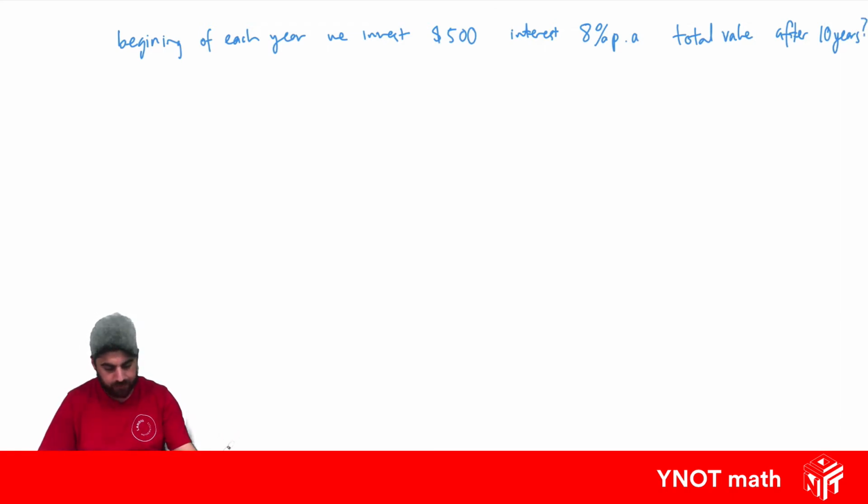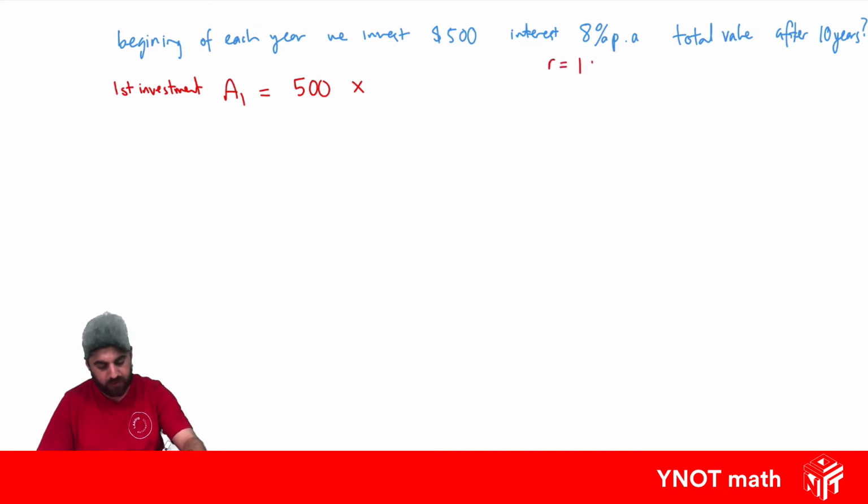So let's think about it. Let's write A1, and A1 is going to be represented as our first investment. We're going to investigate our first investment. So we're investing $500 at the beginning of the first year, and we know it's going to earn interest. So we multiply, so let's work out our interest. So our interest rate is going to be 1 plus 8 over 100, which is going to be 1.08. So we're going to be able to multiply by 1.08.